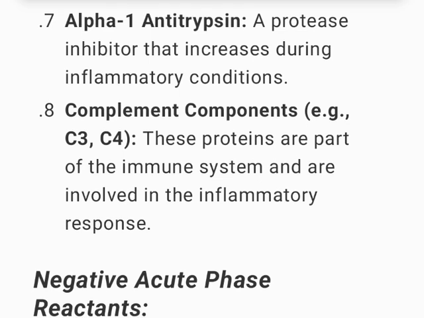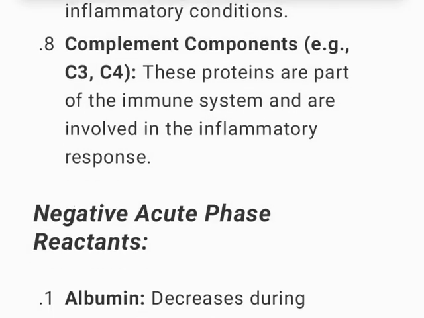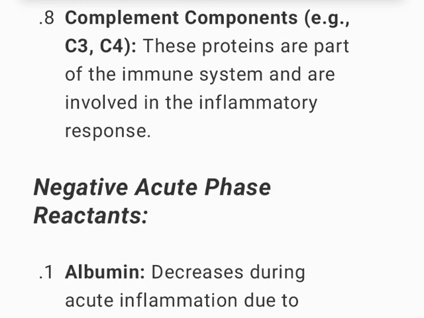7. Alpha-1 antitrypsin, a protease inhibitor that increases during inflammatory conditions. 8. Complement components, e.g. C3, C4. These proteins are part of the immune system and are involved in the inflammatory response.